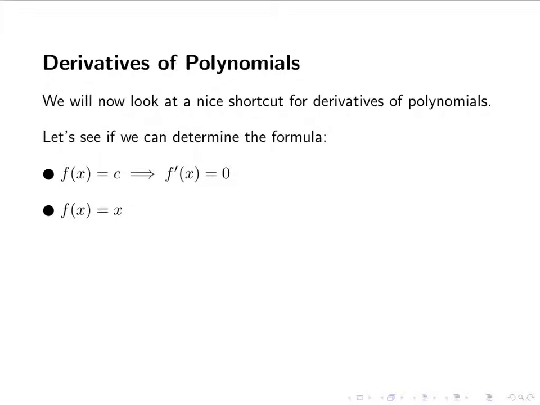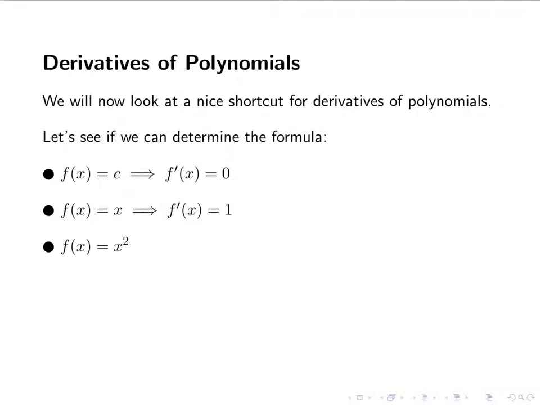The next one we look at is f of x equals x. Again, this is a line, so the derivative is the slope, and we know the slope of a line in slope-intercept form, which this is, f of x equals 1 times x plus 0. The slope is the coefficient of x, which in this case is 1. So the derivative is just 1.